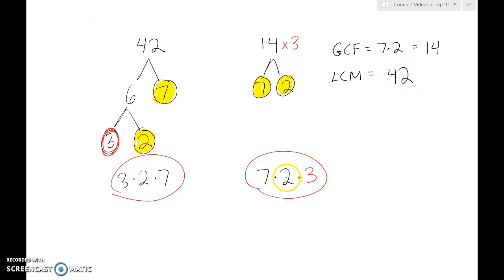7 times 2 is 14, times 3 is 42, right? And 3 times 2 is 6, times 7 is 42. There you go. Those are the two methods. Choose which one works best for you.